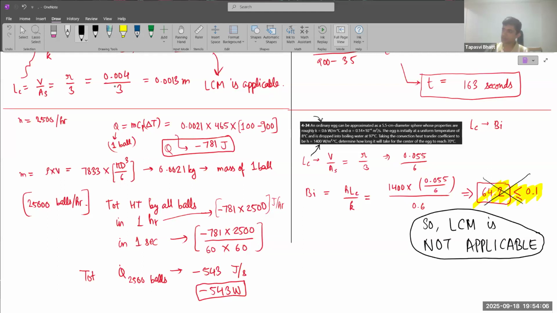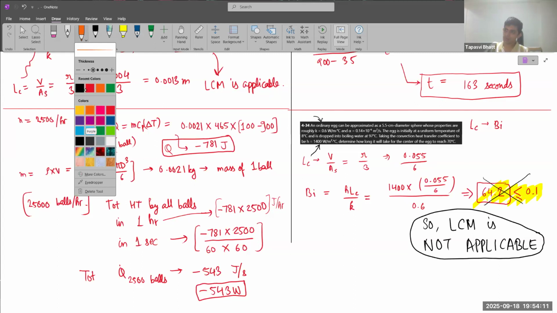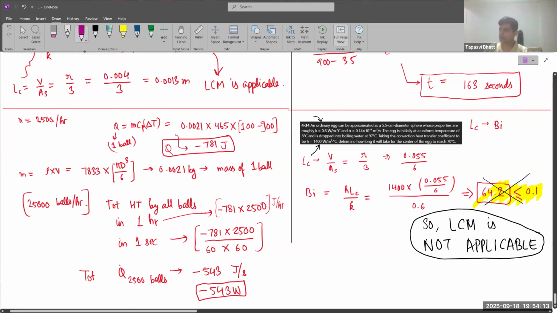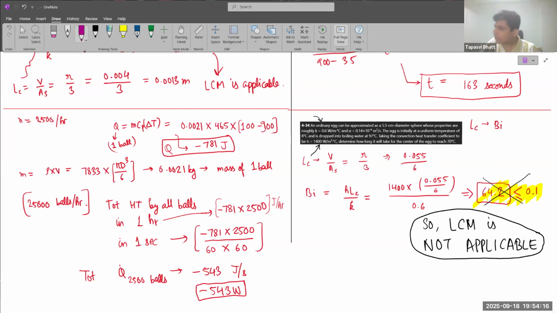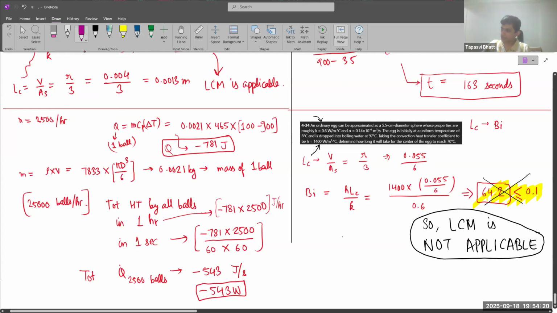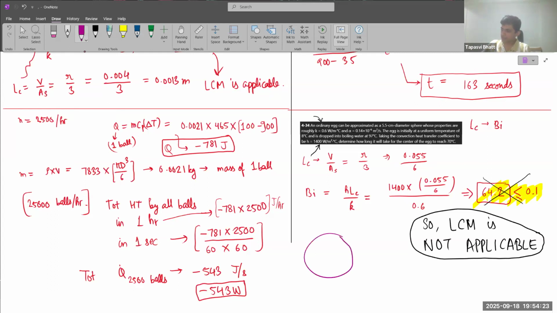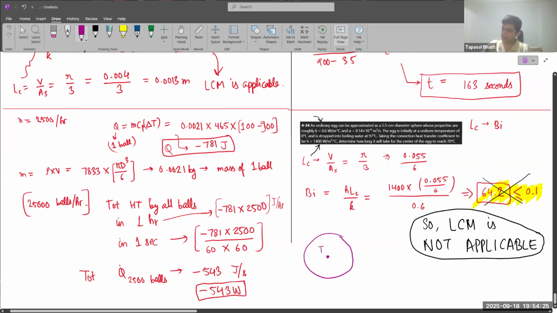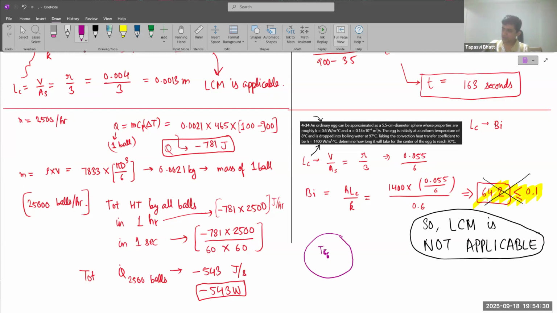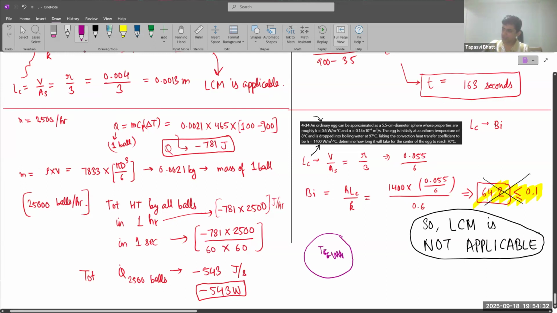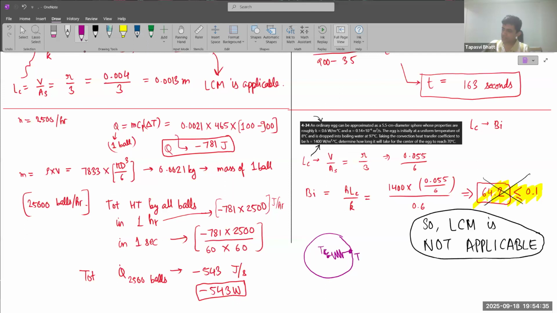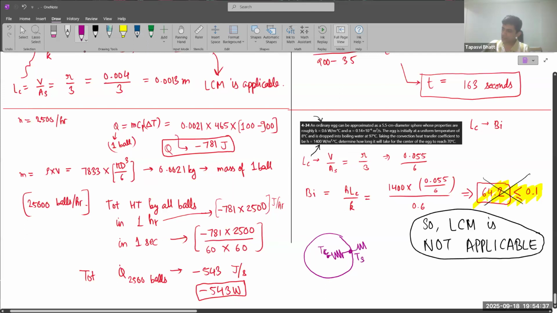We are stuck, right? Or are we? No, we are not, because we solved these kinds of problems previously. This is the egg, okay? This is the center. It is at temperature T_c. There is a conductive resistance, and this is T_s. And there is a convective resistance, and this is T infinity.